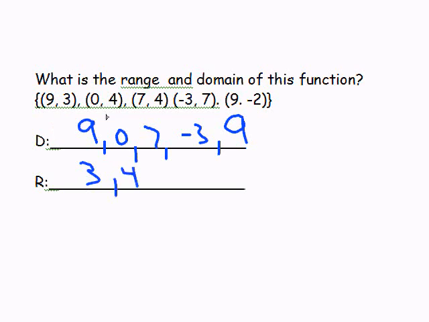Range: 3, 4 is listed again, 7, -2. Now, on a test, you'll probably see those listed in numerical order. In other words, it'd be -3, 0, 7, 9, and -2, 3, 4, 7. But you should be able to match the domain that you're given with the domain on a test.